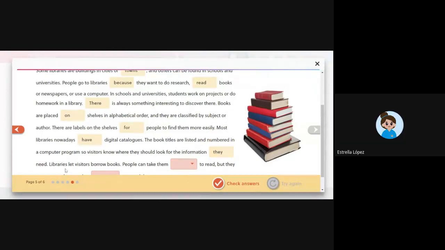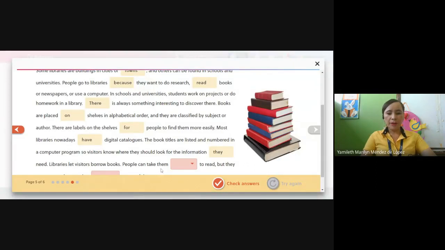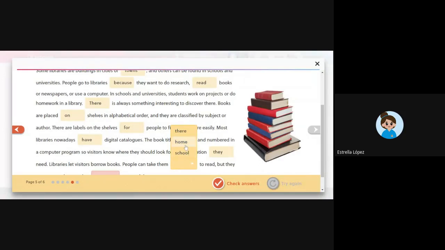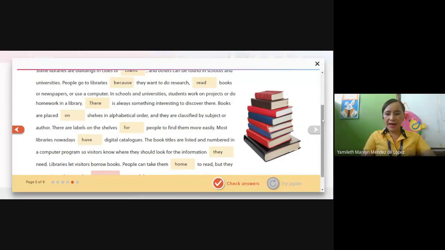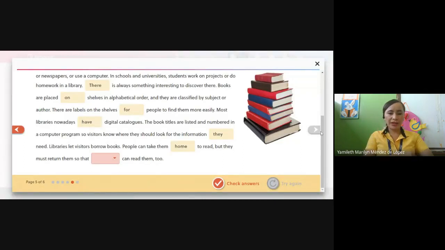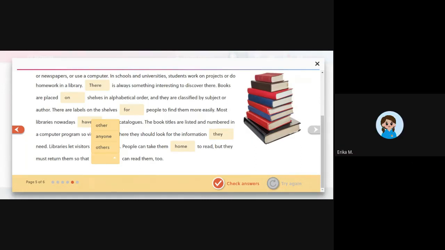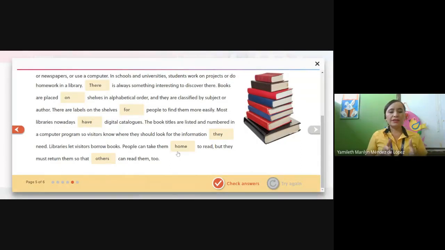Okay. Libraries let visitors borrow books. People can take them to their home or school. Home. To read, but they must return them so that anyone or others can read them. Anyone? Are you sure that it's anyone? Yes, teacher. Anyone means in Spanish? No, other. Others can read them.